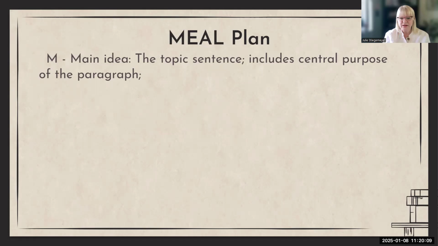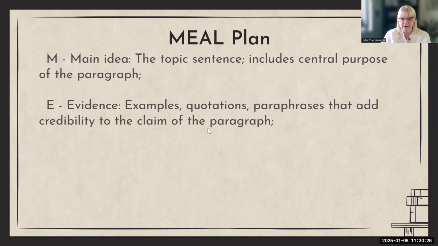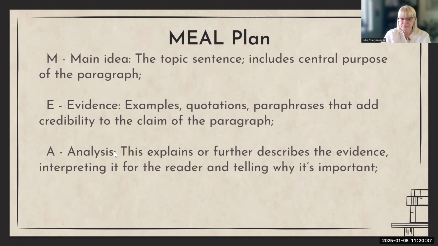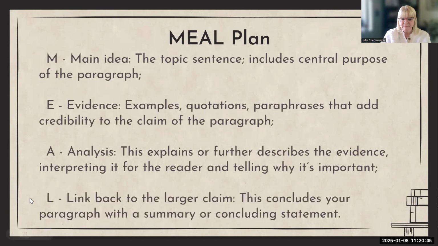So we look at the letters MEAL to figure out usually how to just address one paragraph. So we begin with the M, which is the main idea. It's just a simple topic sentence, including the central purpose of the paragraph. Then the E stands for evidence, where we have examples, quotations, paraphrases that add credibility to this main idea. Then we might have some analysis where we explain or further describe the evidence, and then link back to the larger claim.